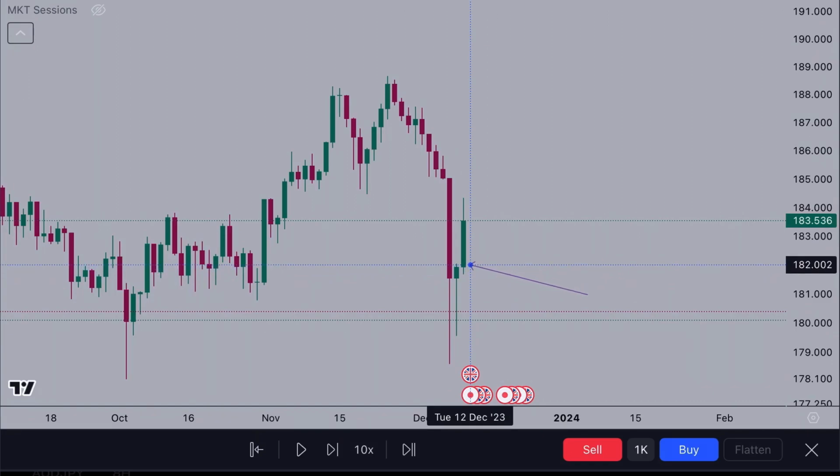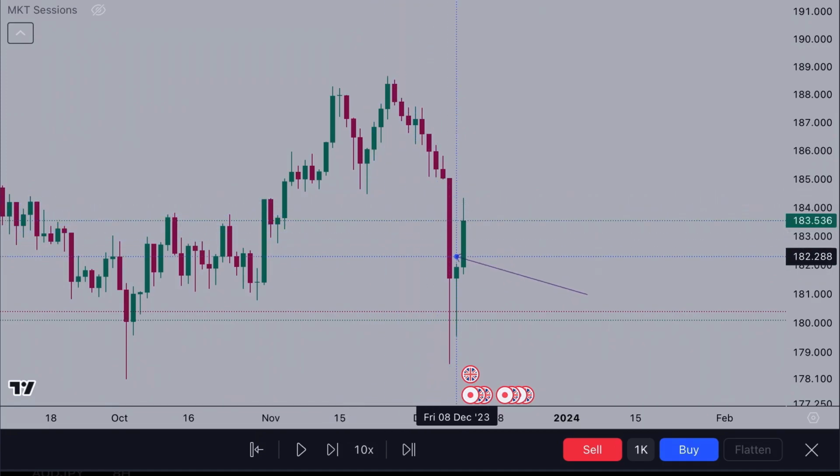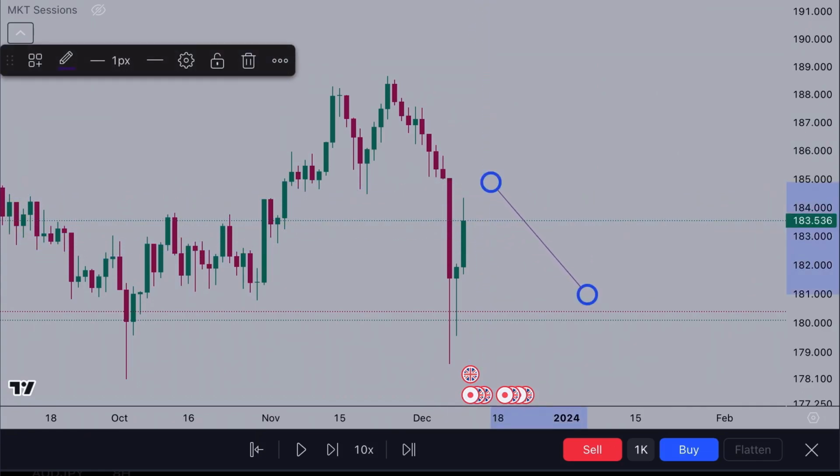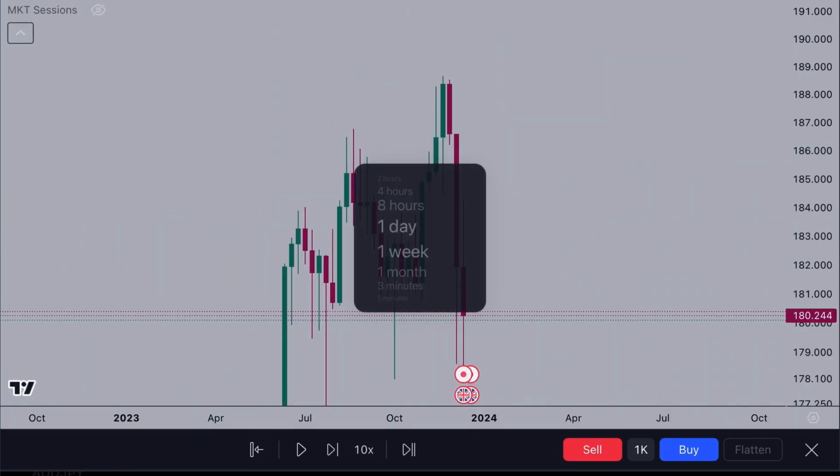The correction should also be of the same colors, and we are waiting for a minimum of 2 daily candles. Right here, we see we have an impulse to the downside, breaking previous structure and closing below, followed by a correction of minimum 2 daily candles on the daily, and they are all green. So after we identify our impulse followed by our correction, we go to the weekly time frame.